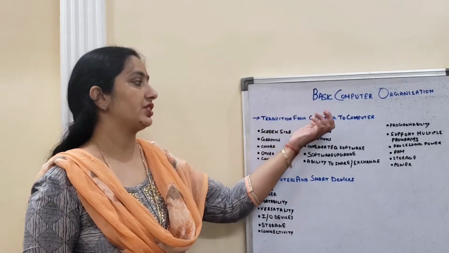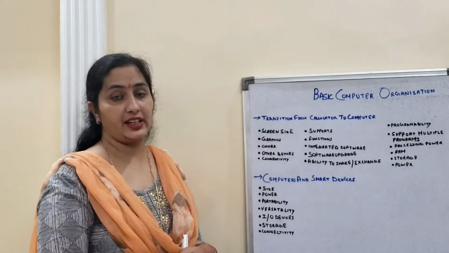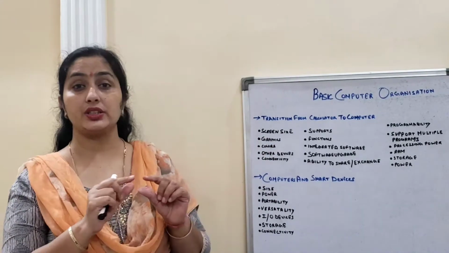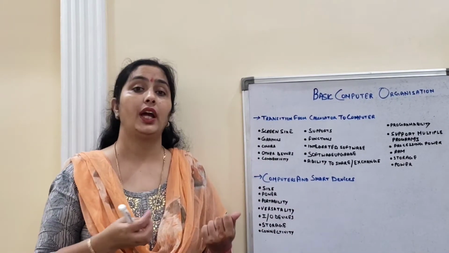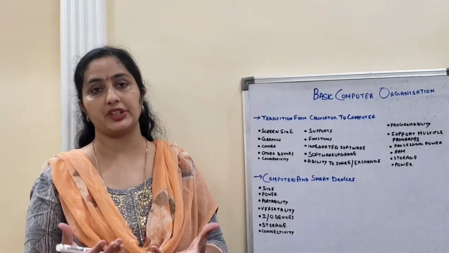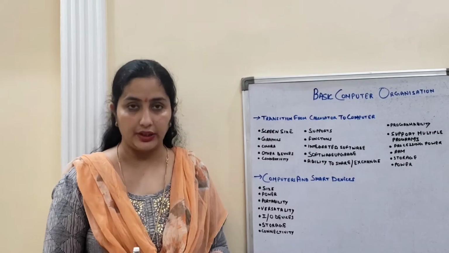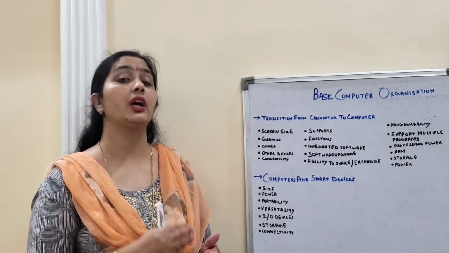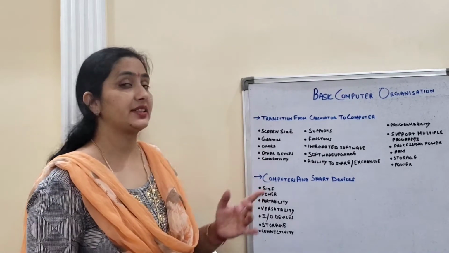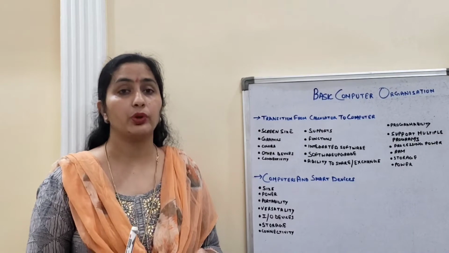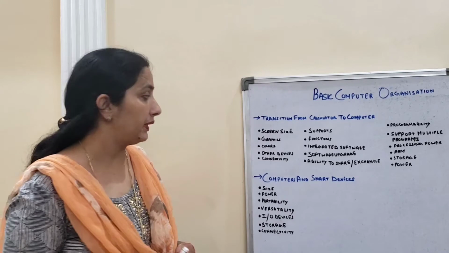First, if we see the transition from calculator to computer, the screen size of a calculator is very small, whereas the screen size of a computer comes in variation. You can have any particular measurement of computer screen, whatever you want. Next is graphics. A calculator does not support any kind of graphics, whereas computers support all types of graphics of all resolutions. Next is colors. A calculator supports only monochrome, that is black and white, whereas a computer supports multiple colors.